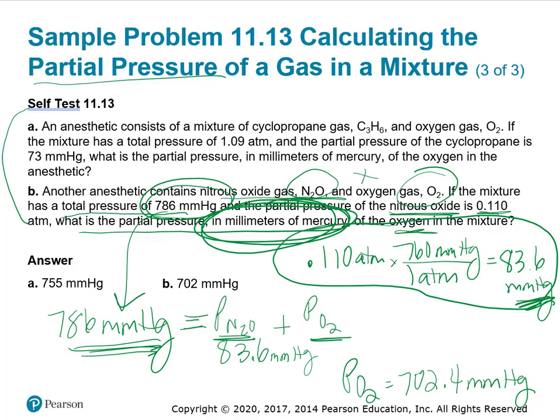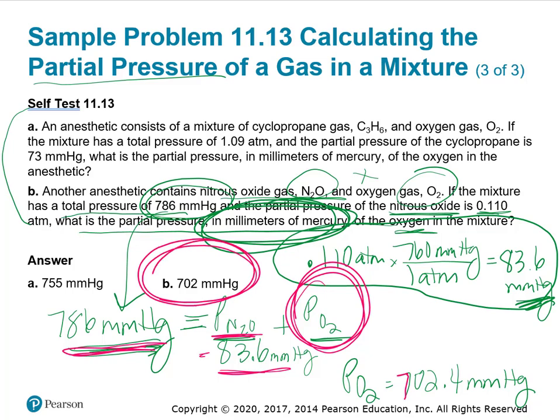So I took my total, and I knew my pressure of the nitrous oxide after I changed it to millimeters of mercury. In order to get my partial pressure of oxygen, I need to subtract 83.6 from both sides. And that would give me a partial pressure of my oxygen of 702.4, but with 3 sig figs, we would leave it at 702 millimeters of mercury.